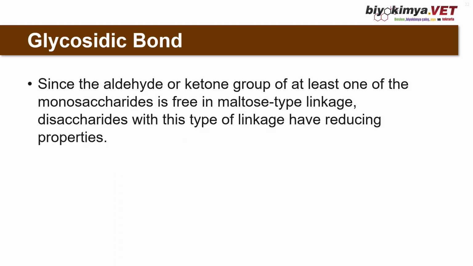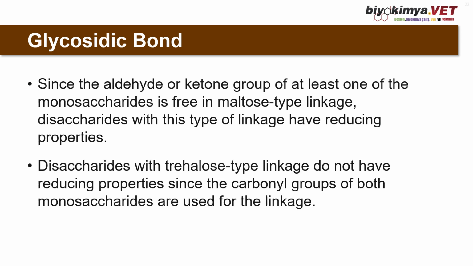Since the aldehyde or ketone group of at least one of the monosaccharides is free in maltose type bonding or linkage, the saccharides with this type of linkage have reducing properties because they still carry a free hemiacetal structure. Disaccharides with trehalose type linkage do not have reducing properties since the carbonyl groups of both monosaccharides are used for the linkage. So they both have the acetal structure.